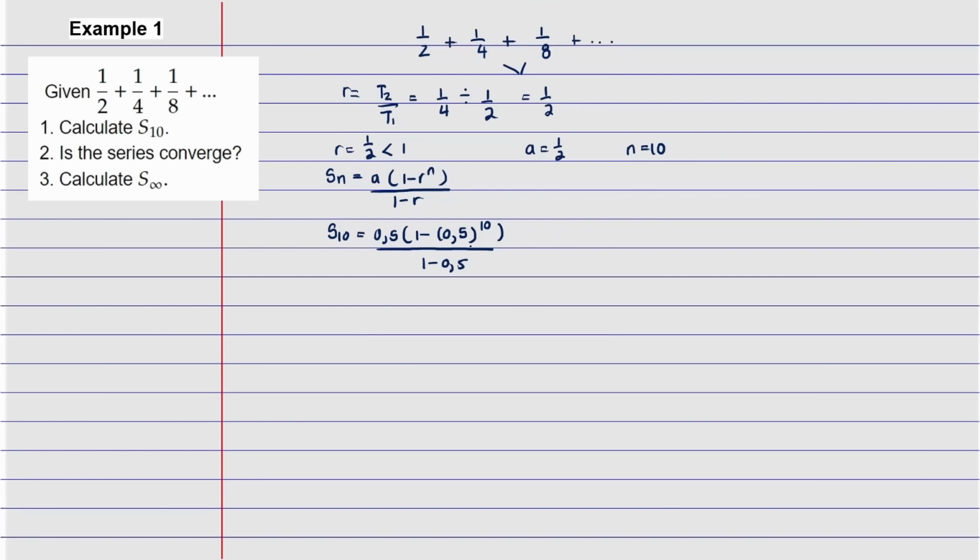Then it's going to be 1 minus 0.5. And you're going to get your answer as S10 being equal to what? 10^23 divided by 10^24, which when I change it to decimal is just equal to 0.999. So that's how you would find S10, right?